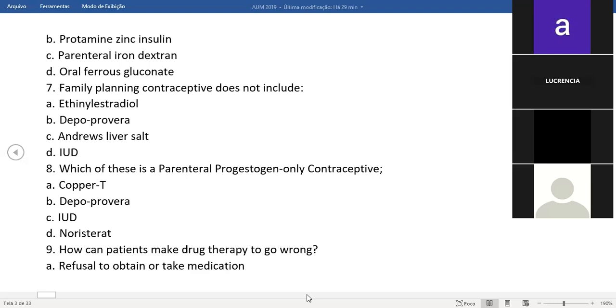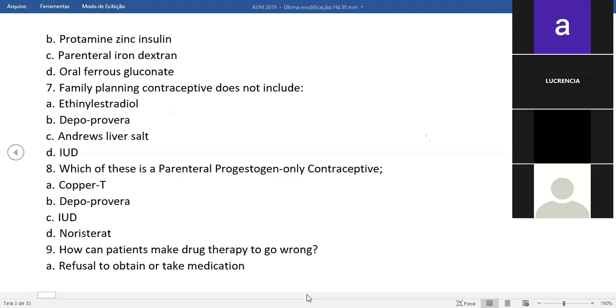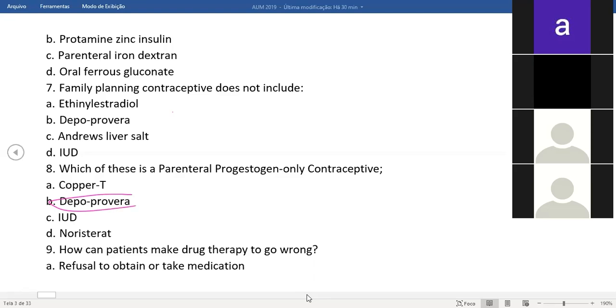Which of these is a parenteral progestogen only contraceptive? Anybody? Depo. B. Yeah, Depo Provera. B for Depo.